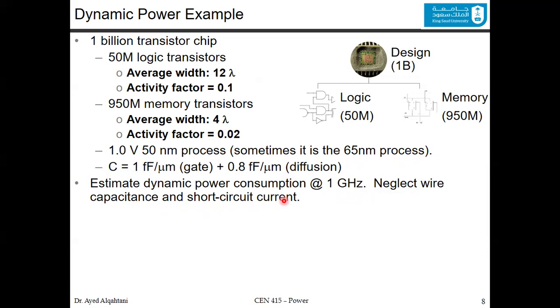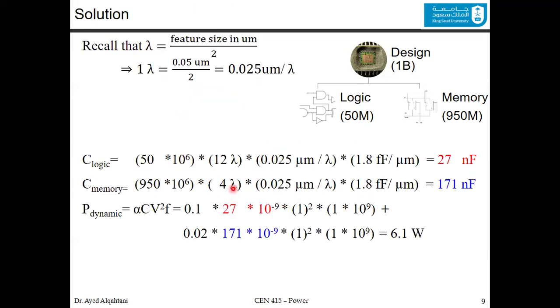So, to solve this, we recall that lambda is equal to the feature size in micrometer divided by 2. And in the calculation, we will use 50 nanometer, which is 0.05 micrometer, divided by 2.